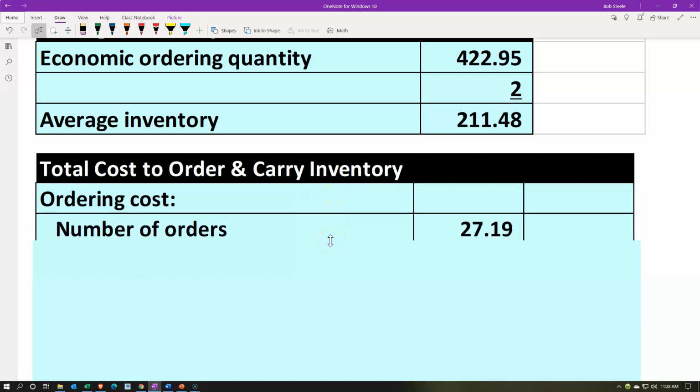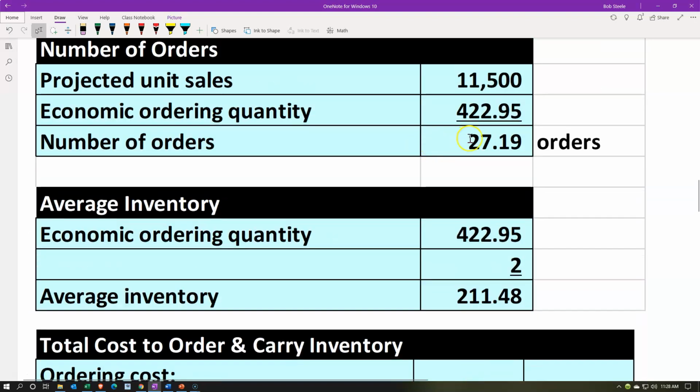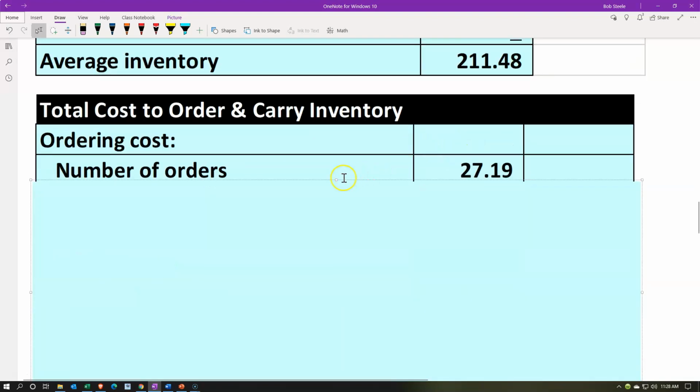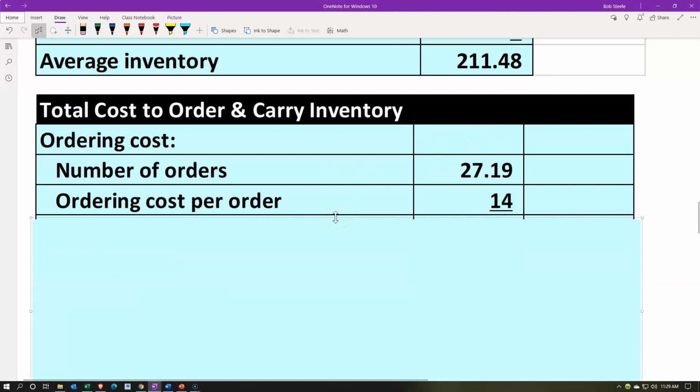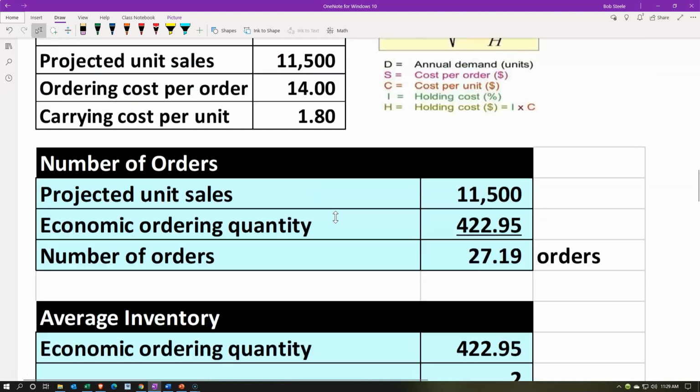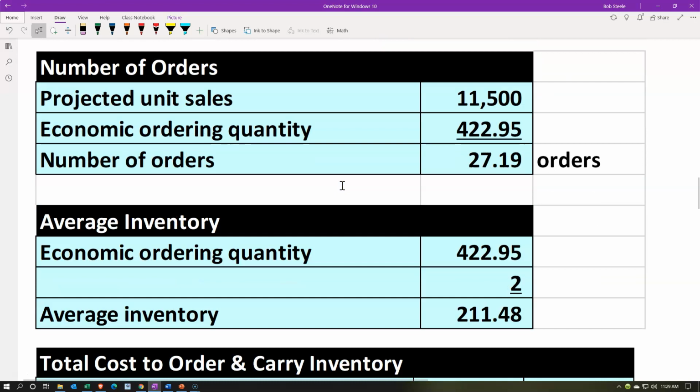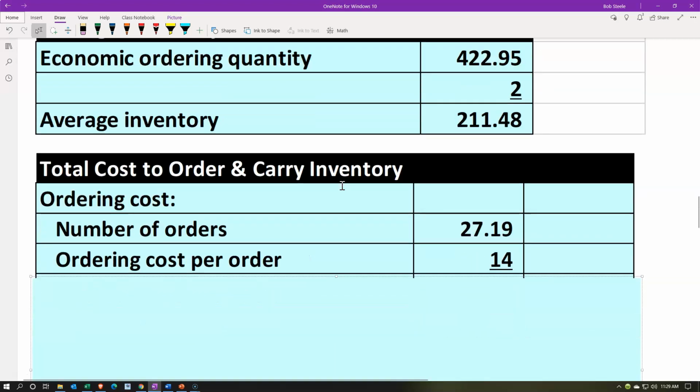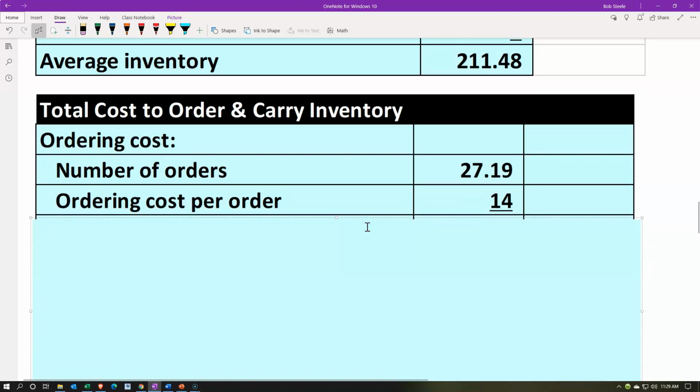So the ordering costs, we're going to say the number of orders that we're going to have, 27.19, which we calculated up here, about, it could be rounded. And then the ordering cost per order was, as we said, 14. So now we know the number that we're going to have. So it's going to cost us the $14 times the 27.19 orders that we will then be having. That's going to give us the 381.